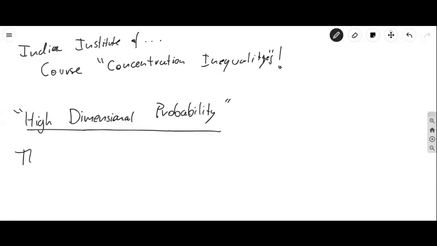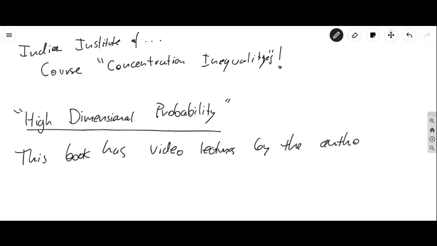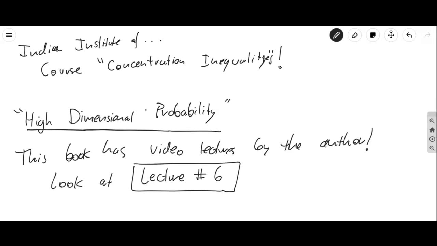Also, for those of you who are interested, this book has video lectures by the author. So the author himself created video lectures for you out of this book. If you want to, you can look at lecture number 6. I think that's the correct one. If not, maybe it's lecture number 7 or lecture number 5, somewhere around that, where he works out concentration inequality.